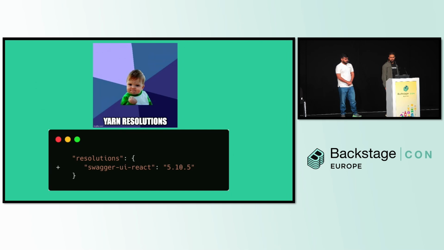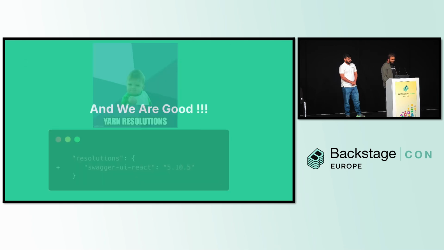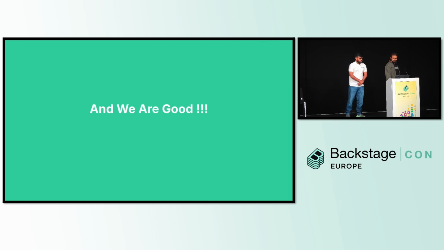So one of the lessons we learned from here is that sometimes your versions will mismatch or will not work with your current setup. You can use Yarn resolutions, but be careful because it's like a double-edged sword. Things will go fine, but anything can go wrong as well. So if you're relying on it, just ensure that you have tested your code thoroughly. And after that, we were good.